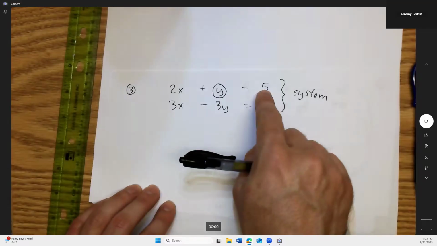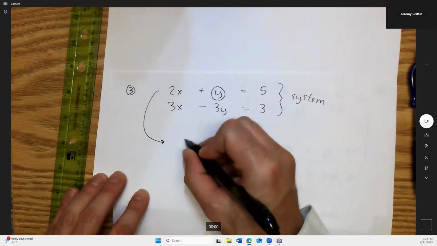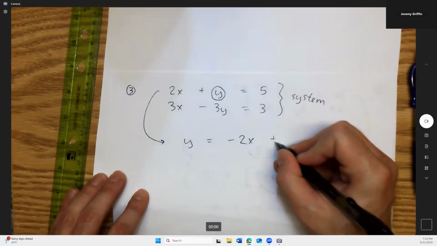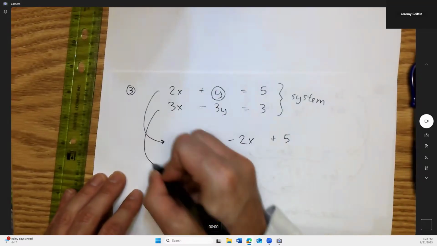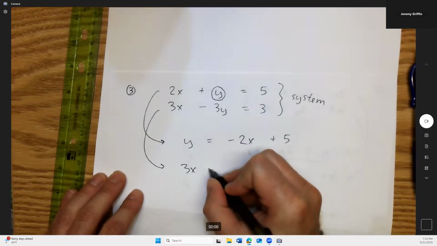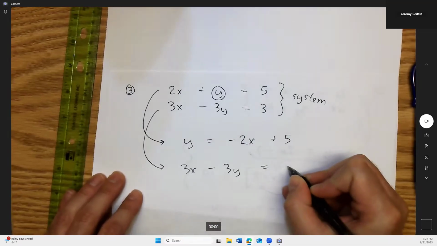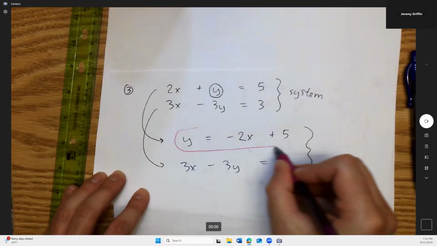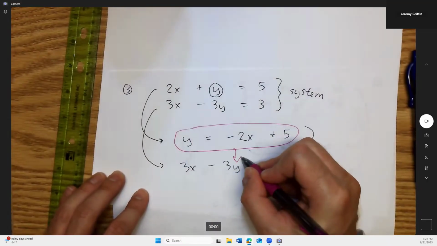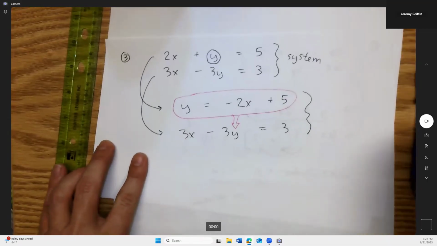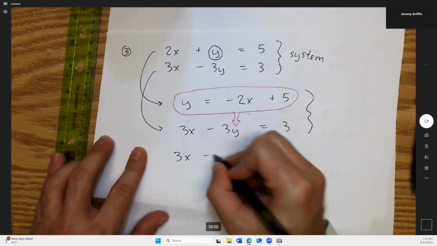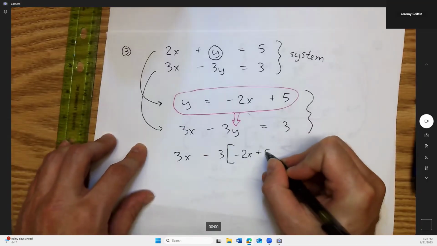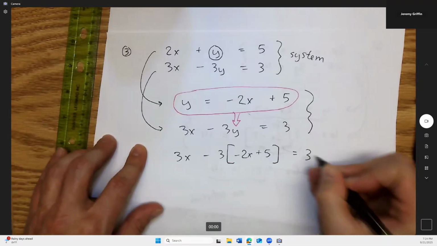Right? All I have to do is subtract over 2x. So I'm going to rewrite this as y equals negative 2x plus 5. Then bring this one down and say 3x minus 3y equals 3. It's my same system, but now I can take this expression for y and substitute it right there. So 3x minus 3 times negative 2x plus 5, all equal to 3.